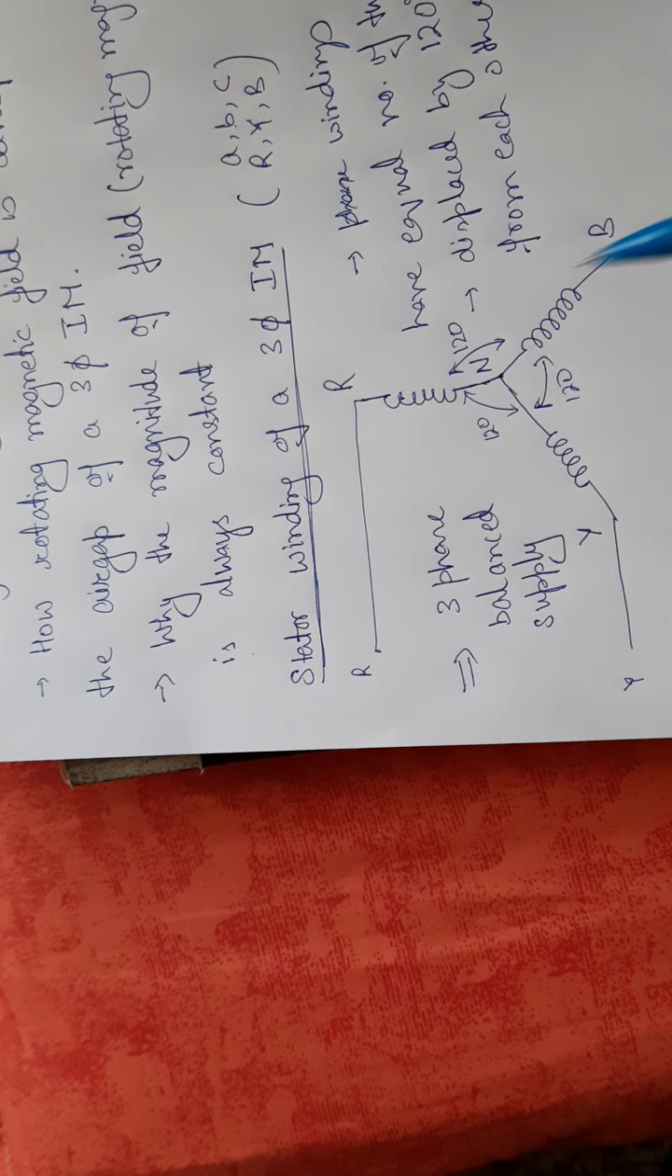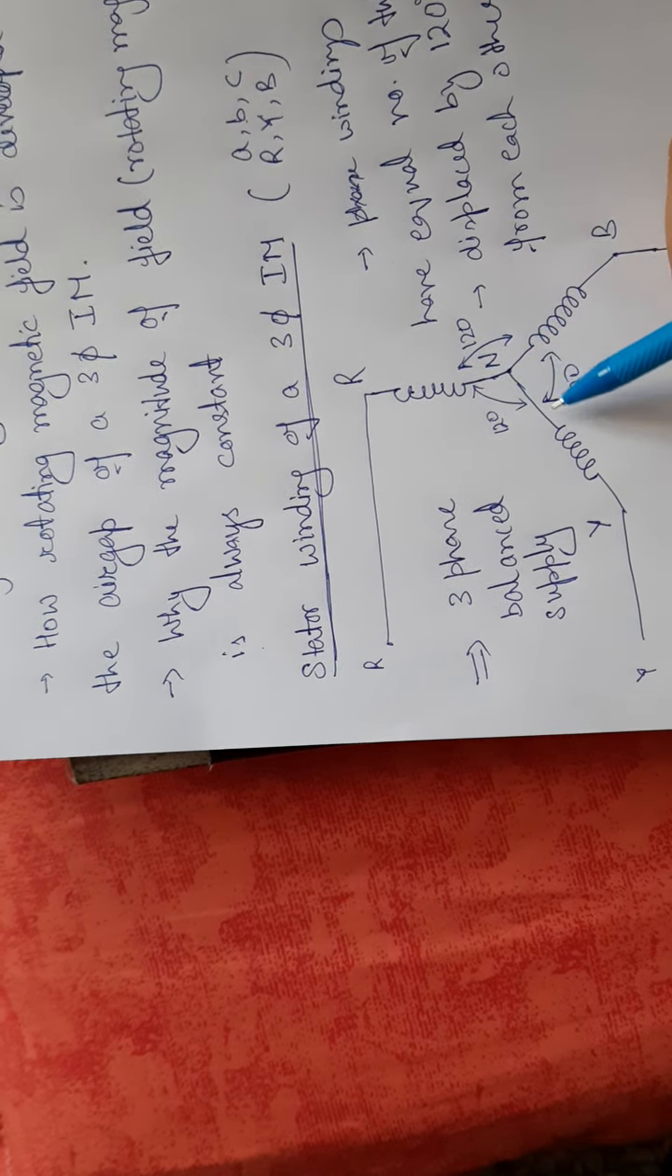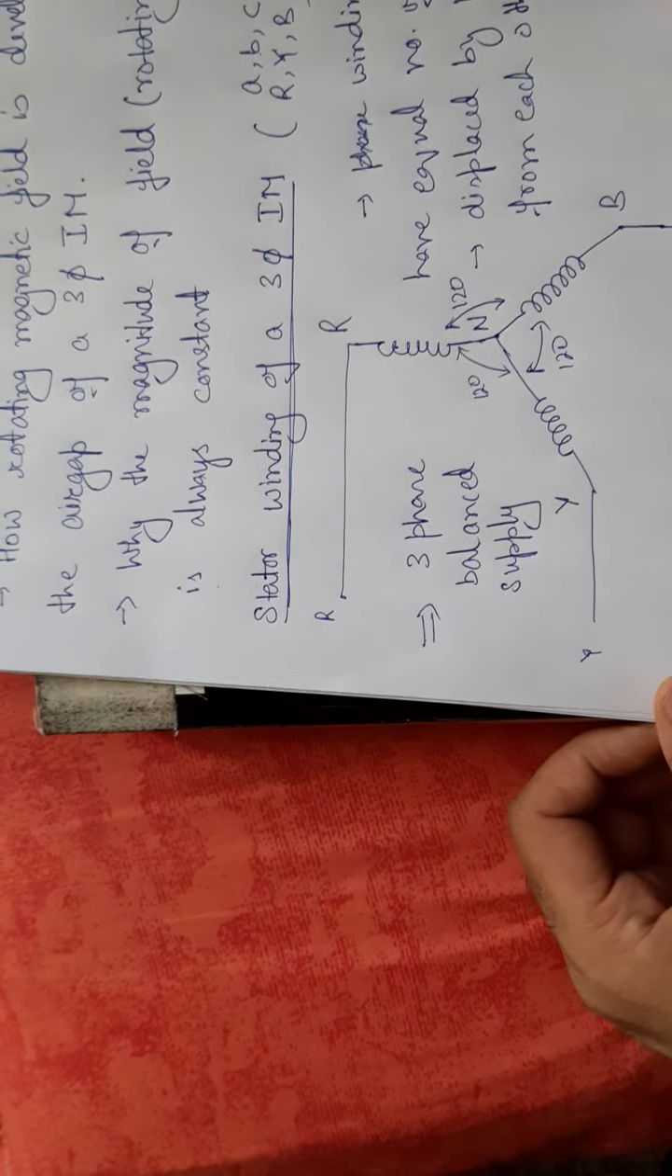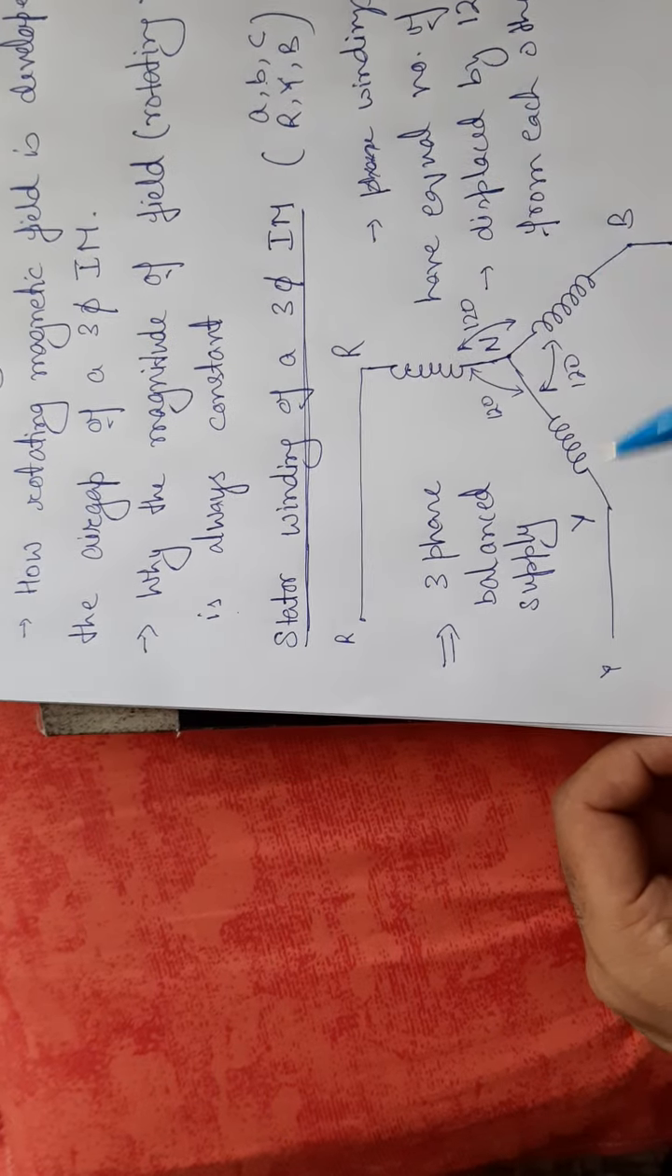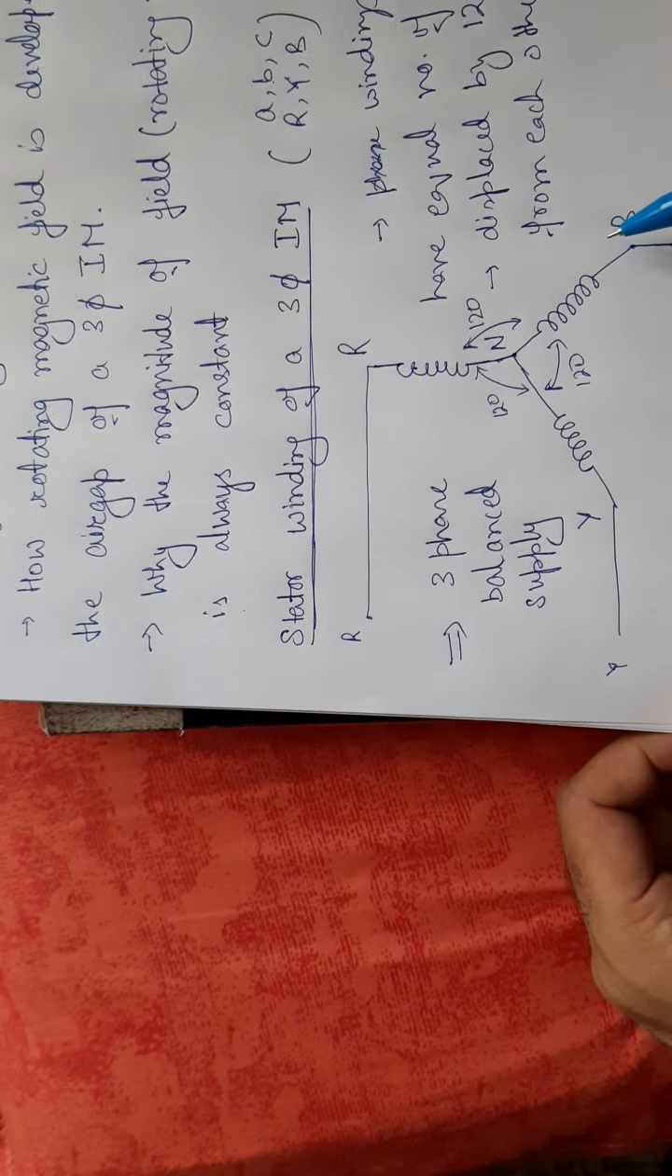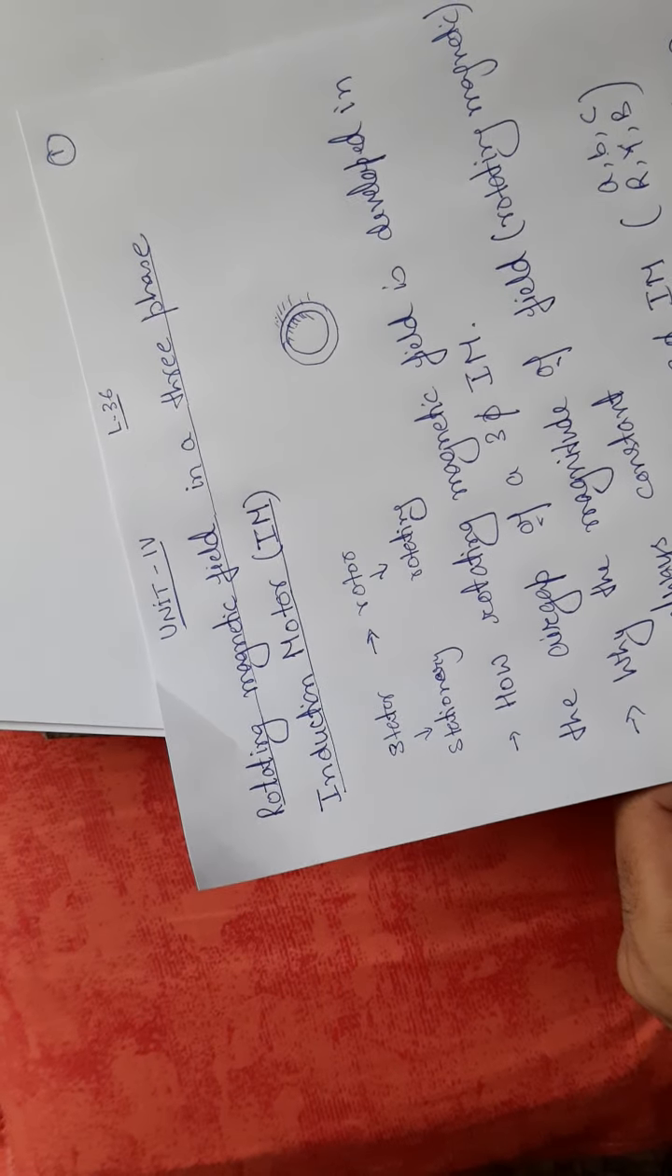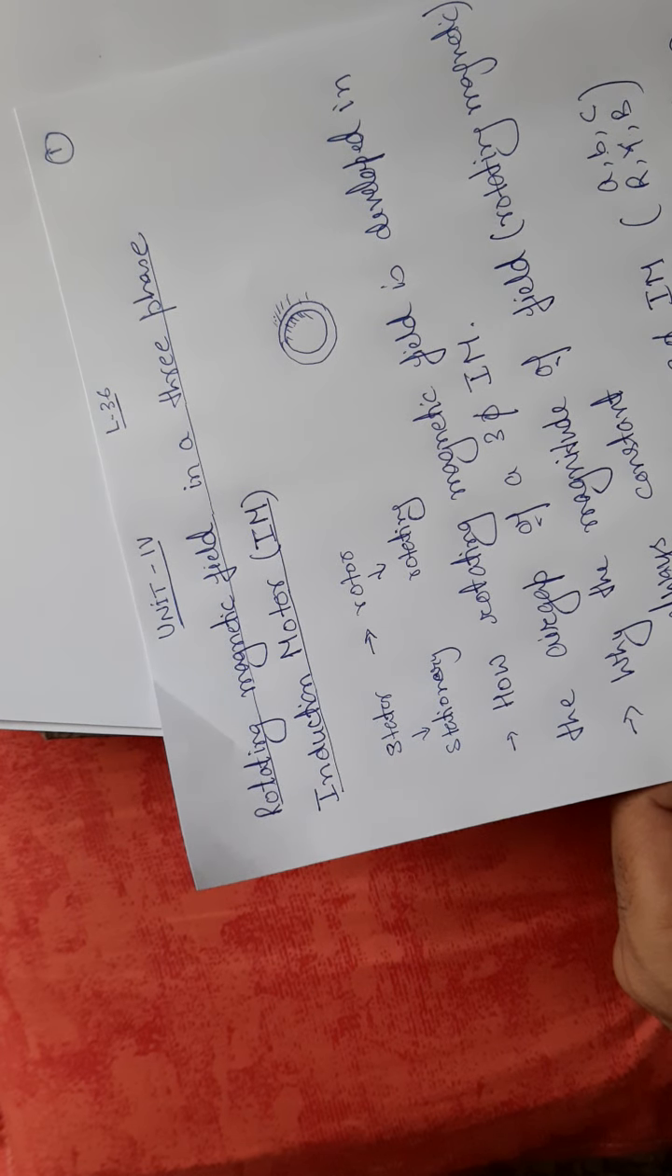So when this winding is supplied by a balanced three-phase supply, we say that we have a balanced three-phase winding. This is called the balanced three-phase winding. Here the phase sequence we are taking is R, Y, B. So this is page number 1. This is what I told you, a balanced three-phase winding.